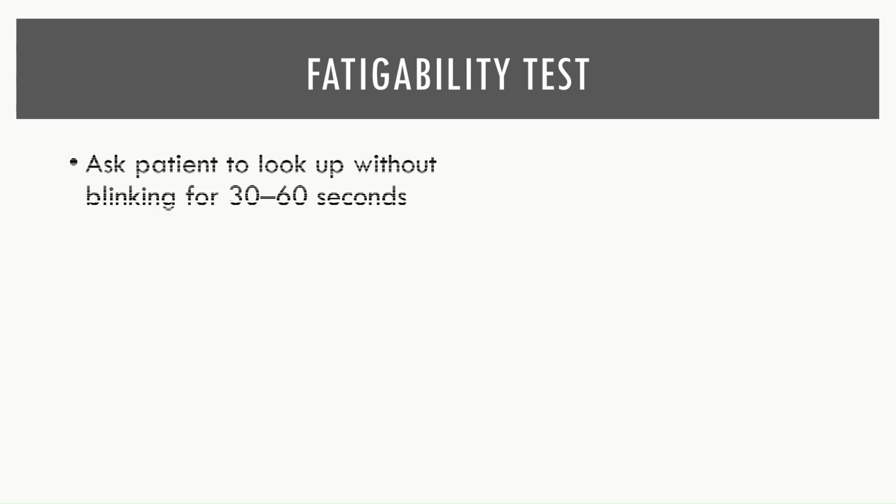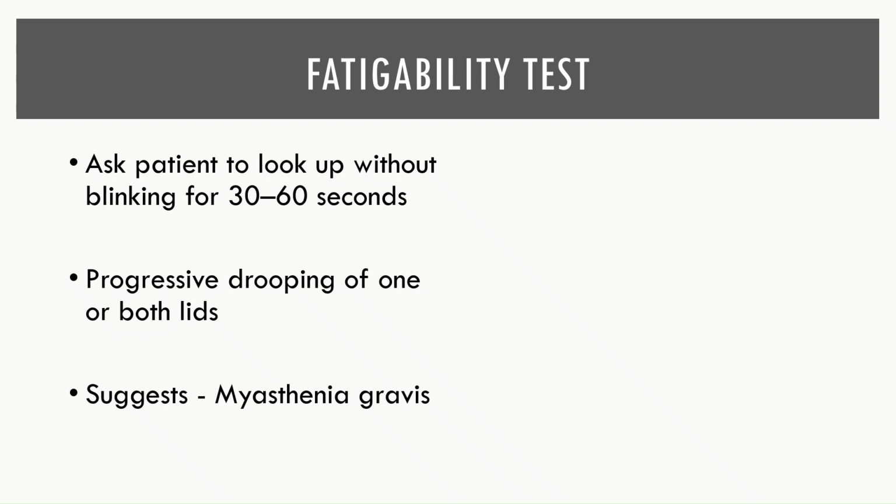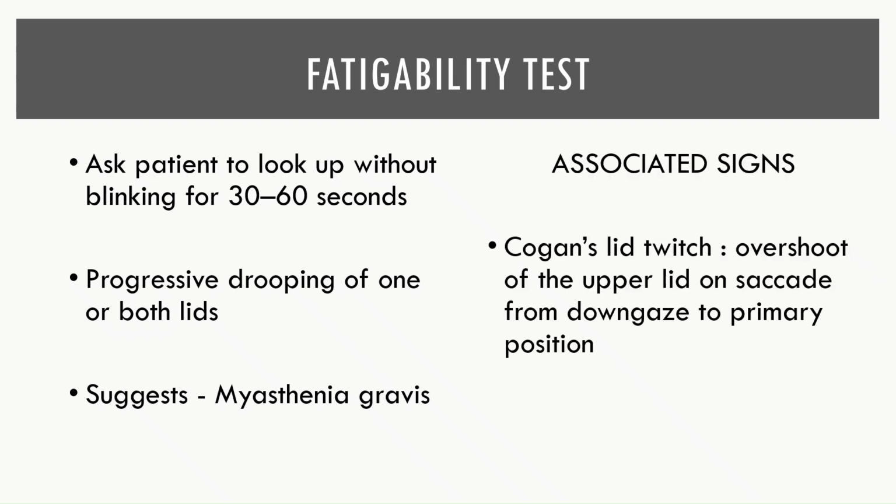Fatigability is tested by asking the patient to look up without blinking for 30 to 60 seconds. Progressive drooping of one or both lids or an inability to maintain up gaze is suggestive of myasthenia gravis. Other associated signs in myasthenia are Cogan's lid twitch, which is overshoot of the upper lid on saccade from down gaze to primary position, and a hop on side gaze.